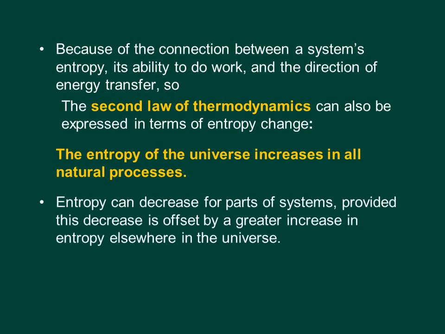Entropy can be decreased for parts of a system, provided this decrease is offset by a greater increase in entropy elsewhere in the universe. For example, if the entropy decreases in a certain part of the universe, it will increase in another part, in another region, elsewhere. So, if the entropy decreases in a part of the universe, it will increase in other parts by a greater amount. Pay attention. For the total entropy to increase.